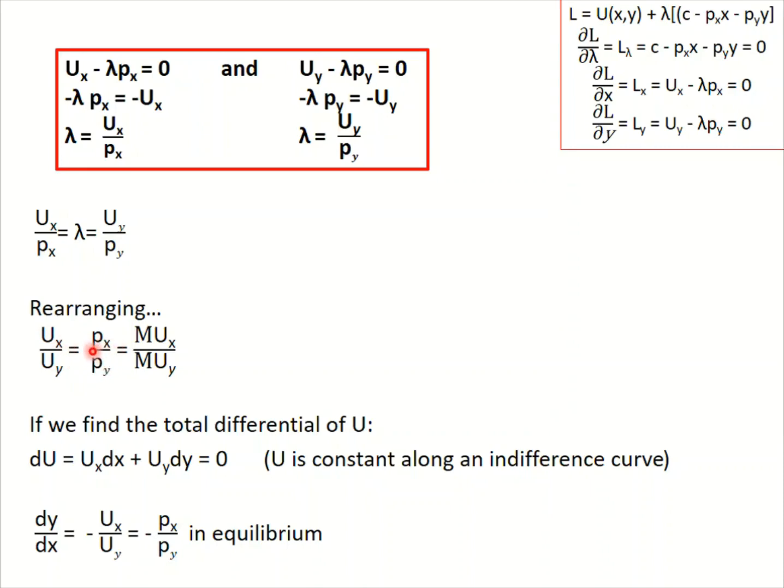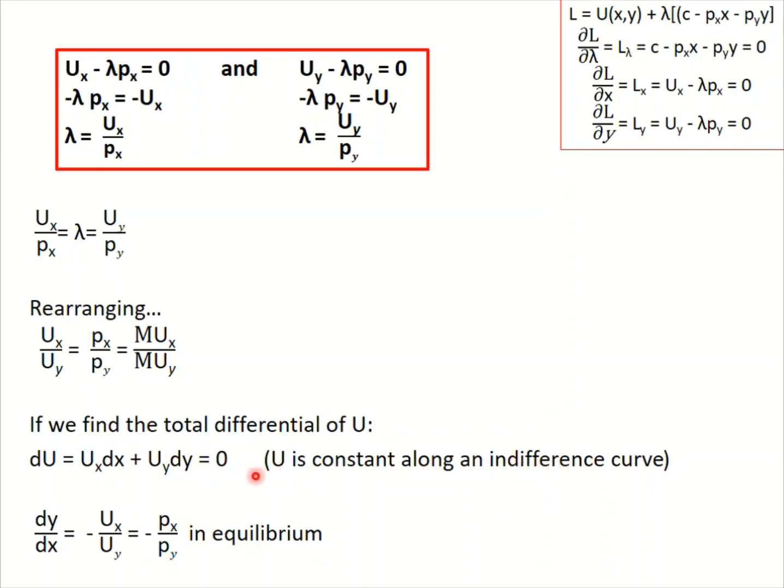It's at this point that the indifference curve and the budget constraint are tangent to each other, and it's at that point that we have the consumer equilibrium. So we need to continue, and we're going to find the total differential of u, u being our utility function, total utility. Finding the total differential of u, we would end up with this, and we would set it equal to 0 because recall utility is constant along an indifference curve.